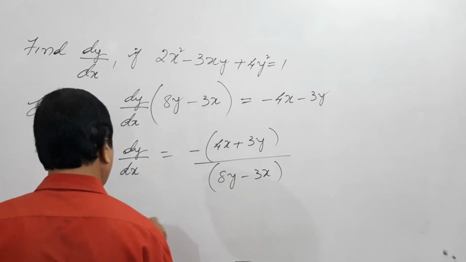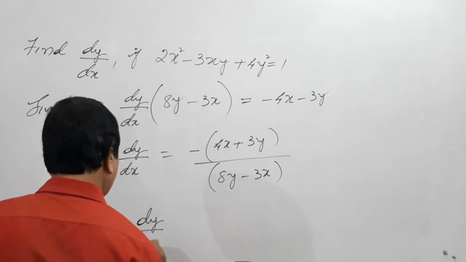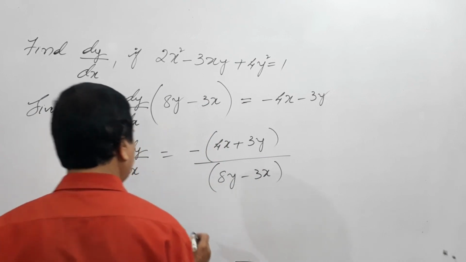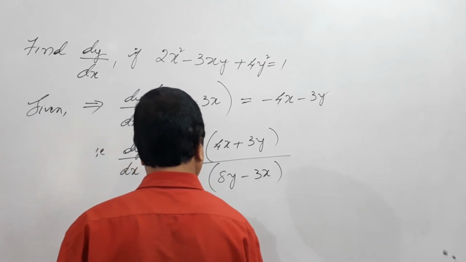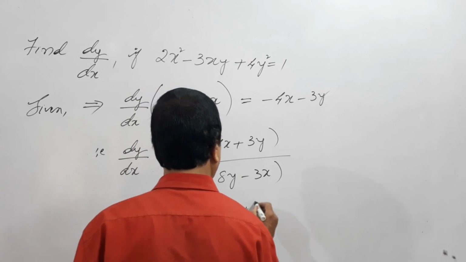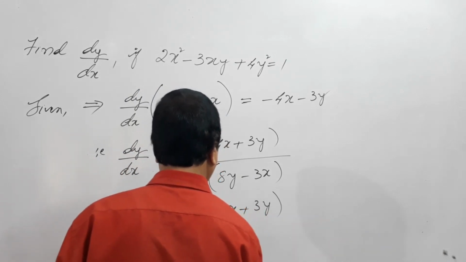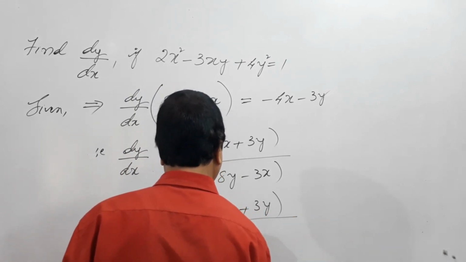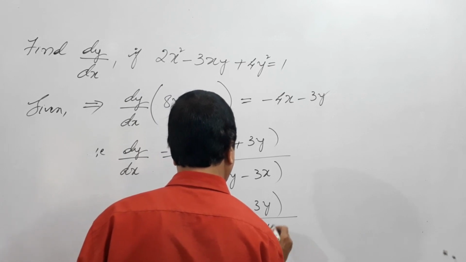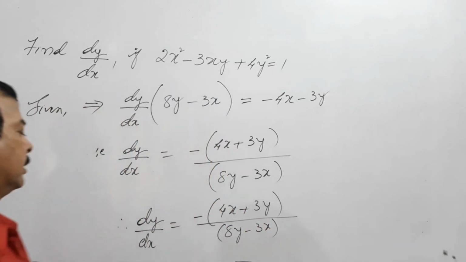Therefore, dy by dx equals to minus 4x plus 3y by 8y minus 3x. This is the answer.